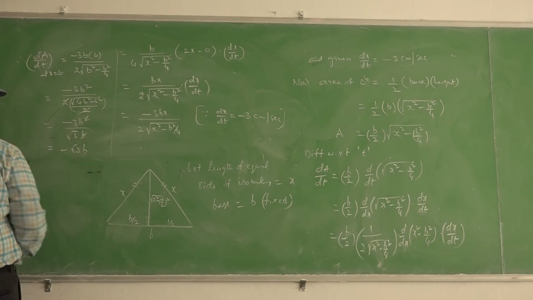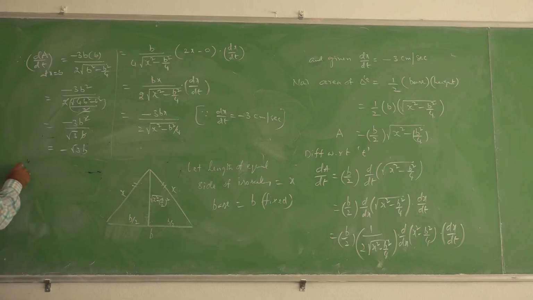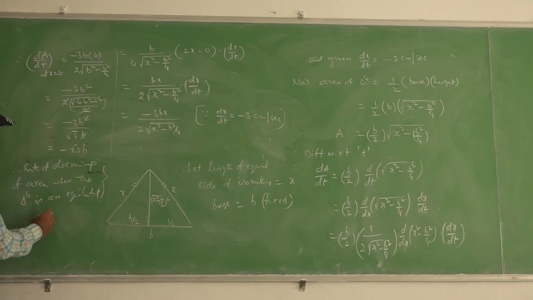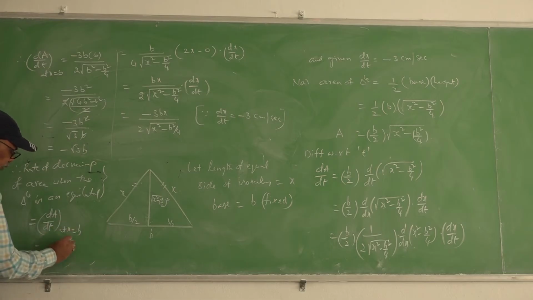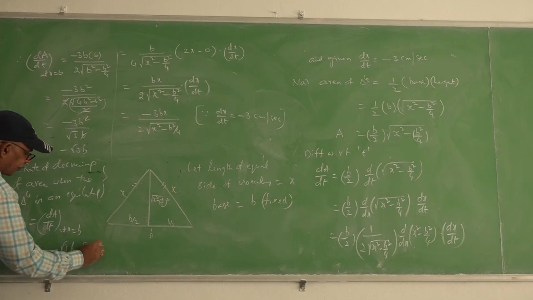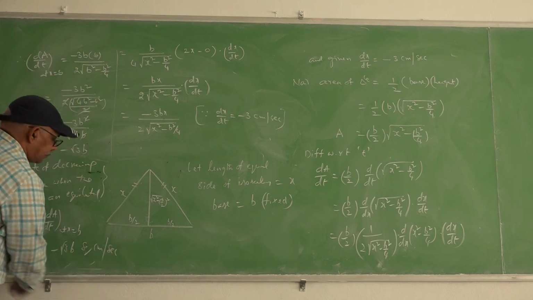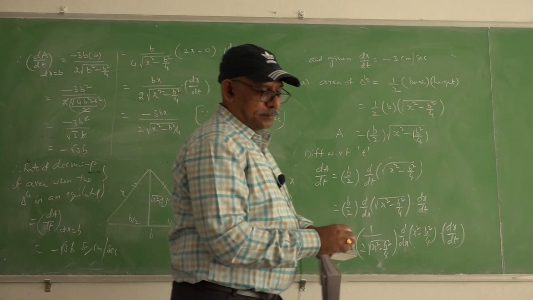So, the required rate of decreasing of area when the triangle is equilateral, dA by dt at x equal to b, is minus root 3b square centimeters per second. This is our required answer.